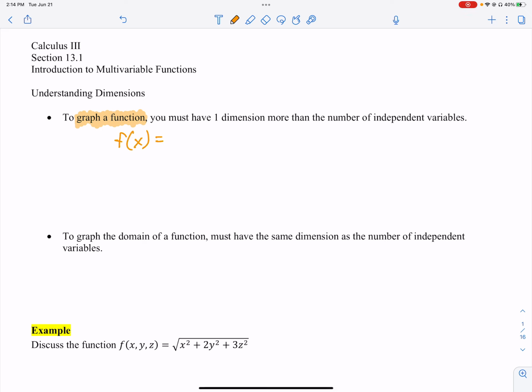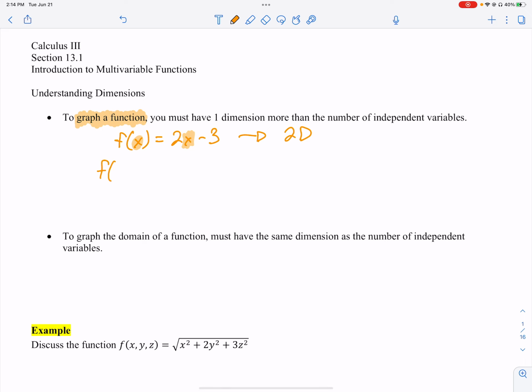Consider this function, 2x minus 3. This is a line, graphed in two dimensions. Now notice, there is only one variable. A good place to tell is right here. Only one variable, so one more tells me it's in 2D.